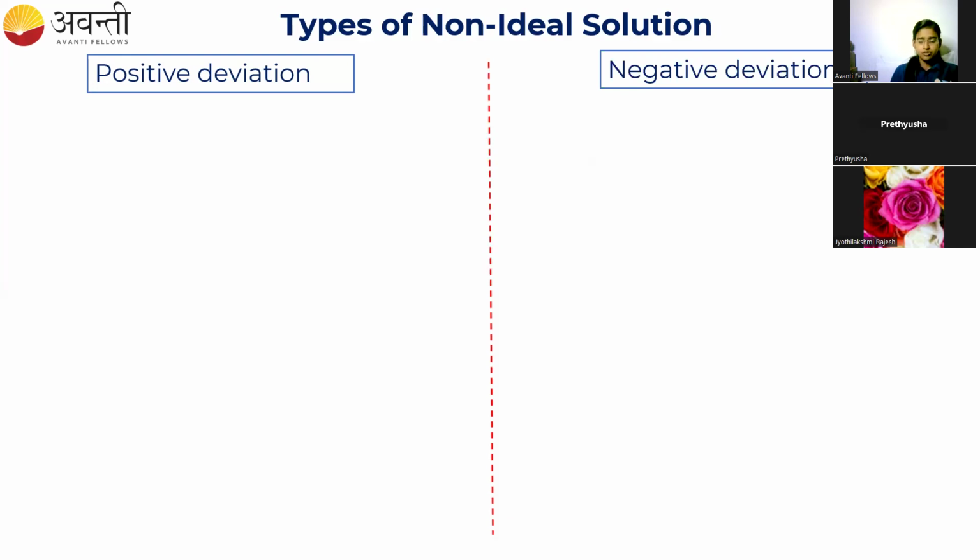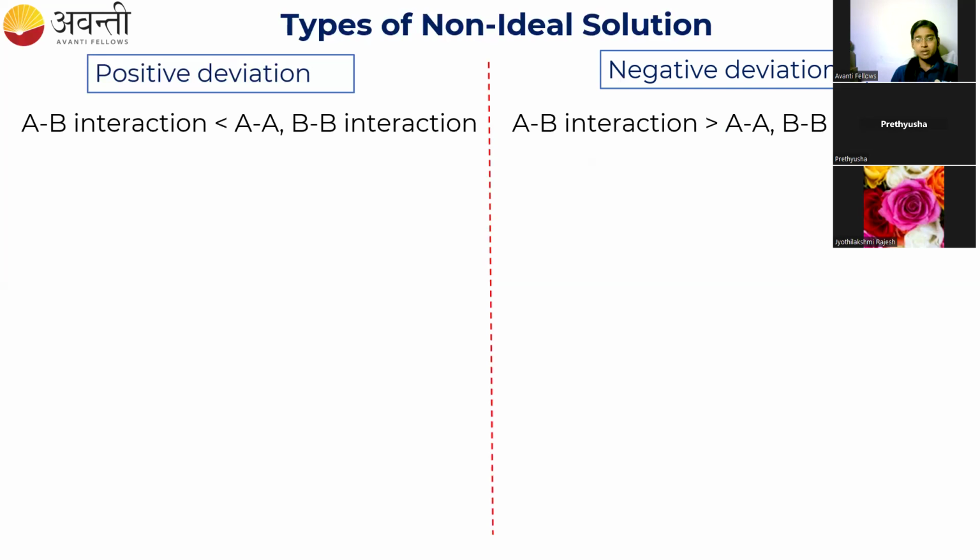If the AB interaction is specifically less, they are not equal. If AB interaction is less than AA and BB interaction, then that system falls under the positive deviation type of non-ideal solution. And in case of negative deviation, it is the other way around. AB interaction will be greater than AA and BB.